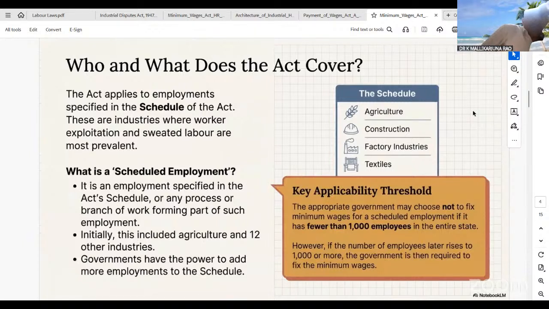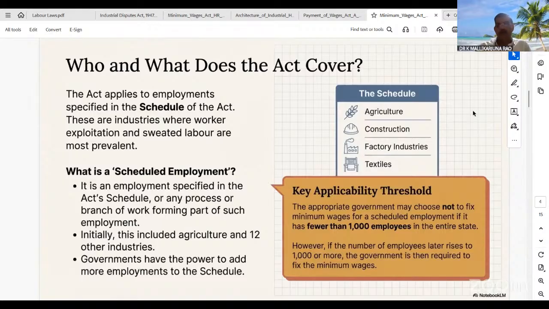Then what does this act cover? This act covers the scheduled employment. The act applies to employment specified in a schedule of the act. So agriculture, construction, factory industries, and textile are covered. Scheduled means they have their name mentioned in a schedule. So it is an employment specified in an act schedule, or a process or branch of work forming such employment. Initially, it includes 12 agriculture, 12 and 12 other industries. The government has power to add more employment to the schedule.